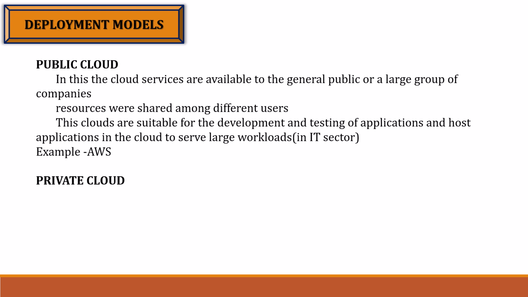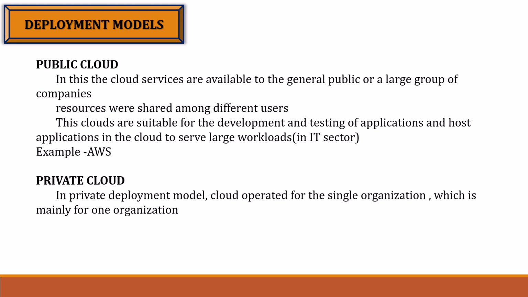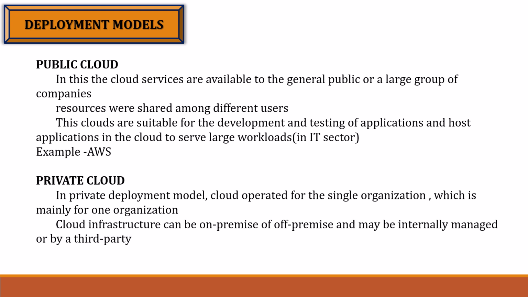Moving on to the next one, that is private cloud. So what is private cloud? In the private deployment model, the cloud is operated for a single organization, mainly for only one organization. Cloud infrastructure can be on-premise or off-premise and may be managed internally or by a third party. This is used where security is most needed. An example of this private cloud is IBM.